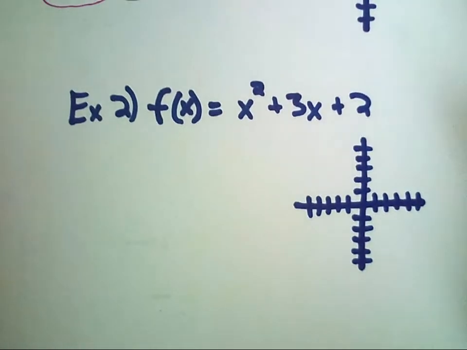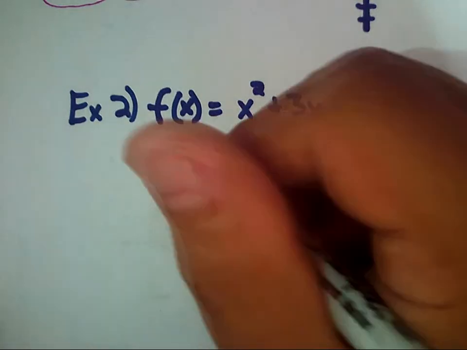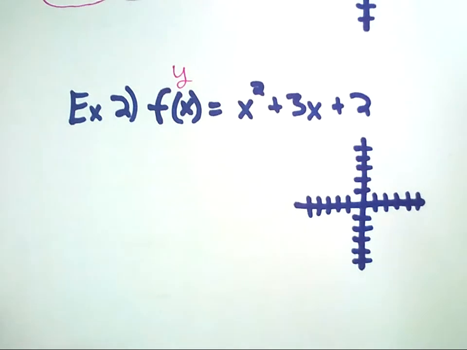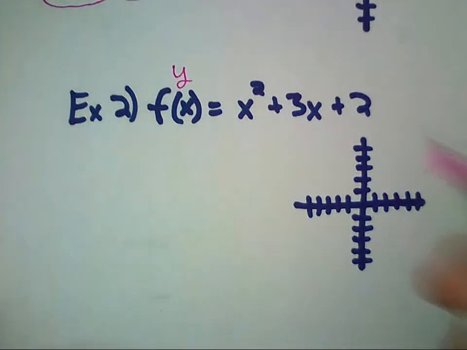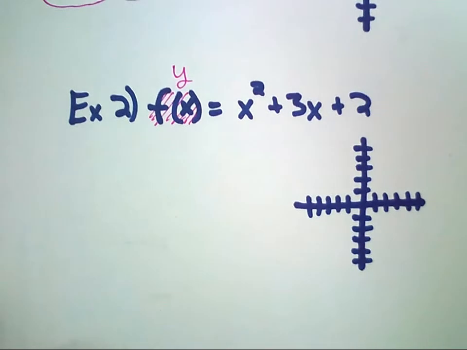We have f of x equals x squared plus 3x plus 2. Now, do not be fooled by f of x. This is the same thing as saying y equals. There's no difference at all. So if this confuses you, scratch it out and just call it y. It means the absolute same thing. Don't fall for that little trick.